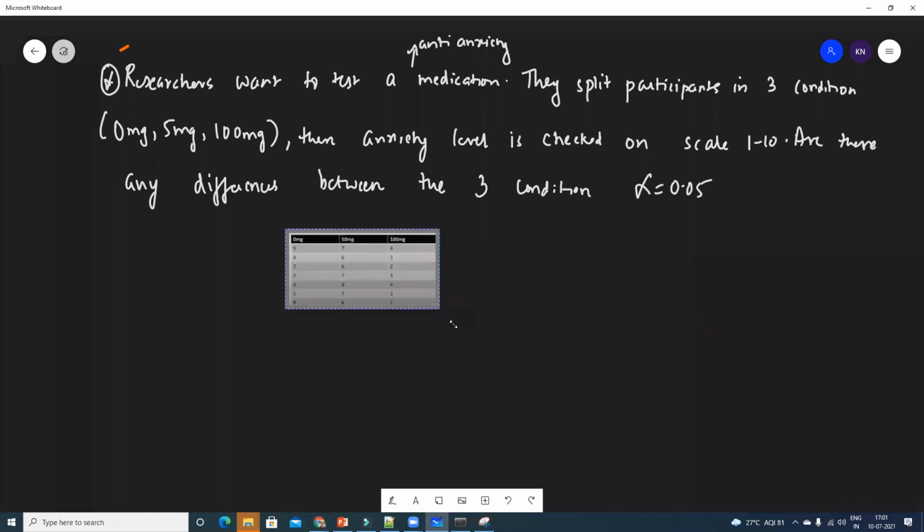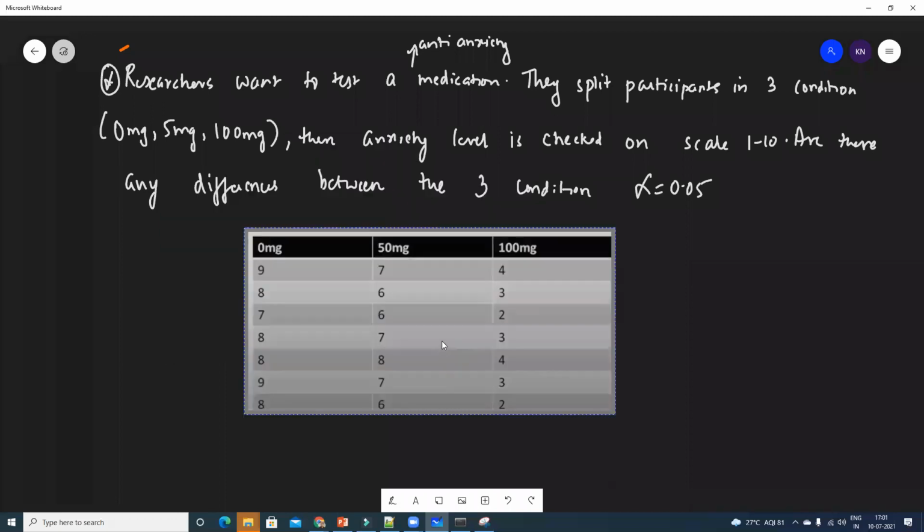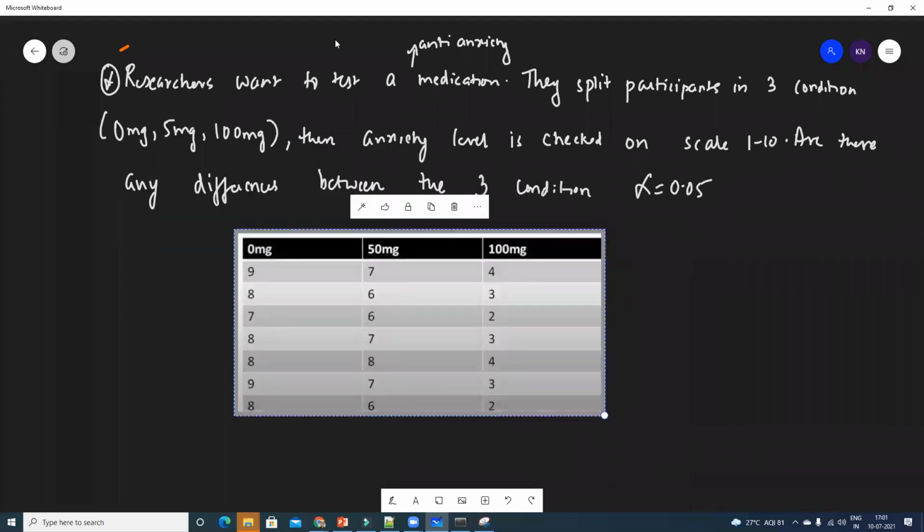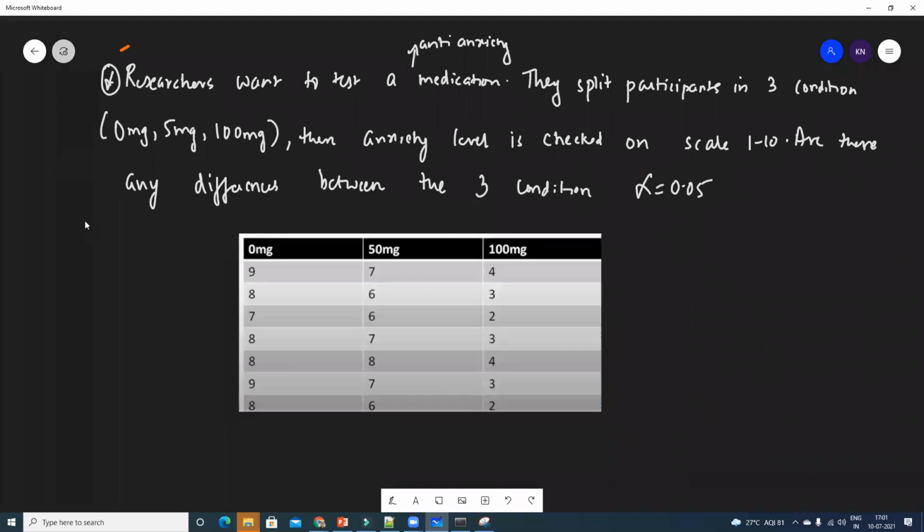So this is my data set, guys. See this. Okay, now see everybody. Researchers want to test an anti-anxiety medicine. They split the participants into three conditions. Then after giving the medicine, the anxiety level is checked on a scale of 1 to 10. Are there any differences between the three conditions?